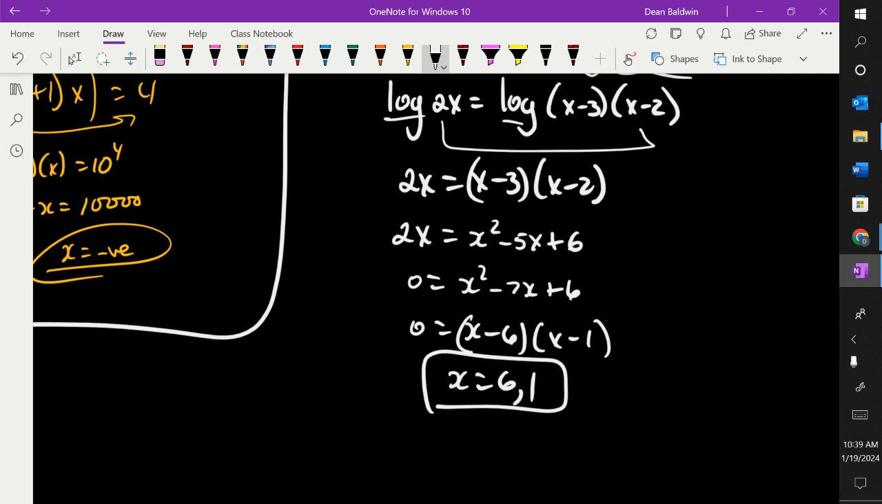Okay, so does 6 work? 6 works. Does 1 work? No, because if you go 1 minus 3, you get a negative number, and it all blows up. So x equals 6.